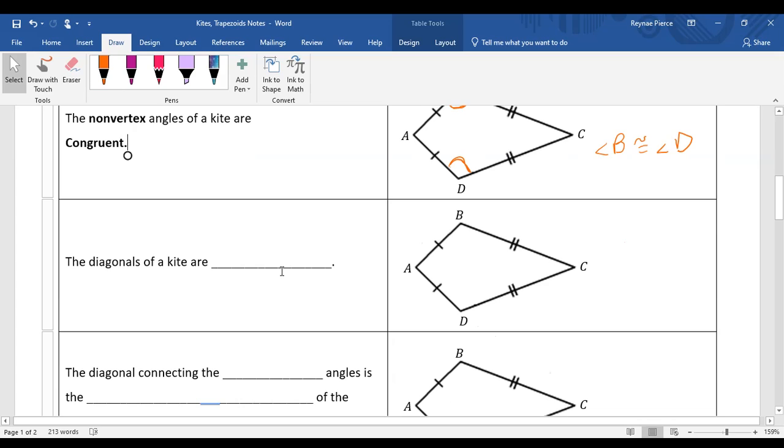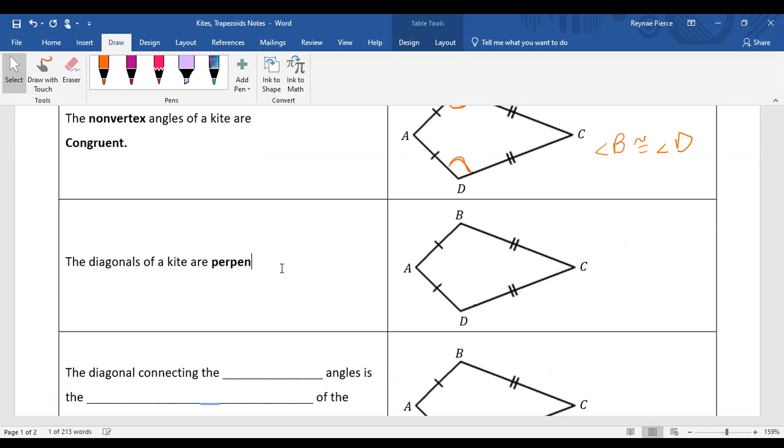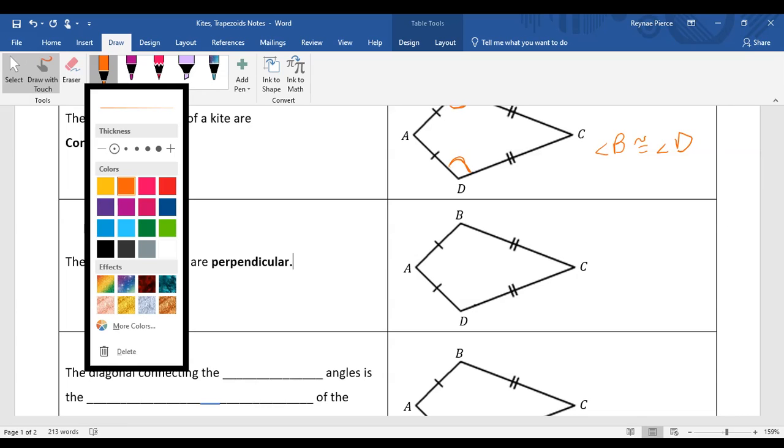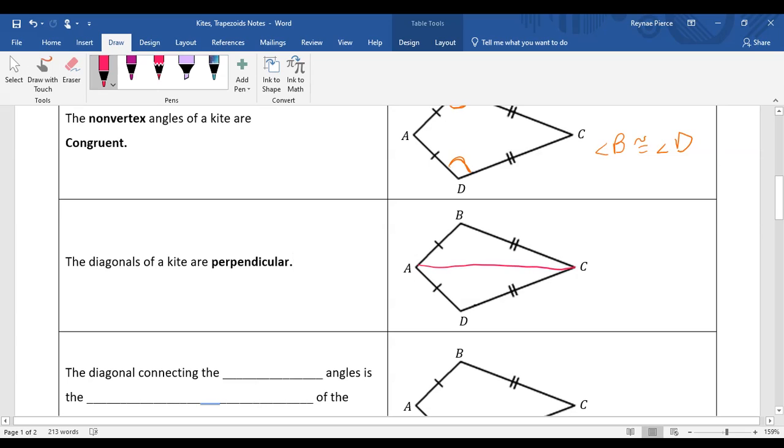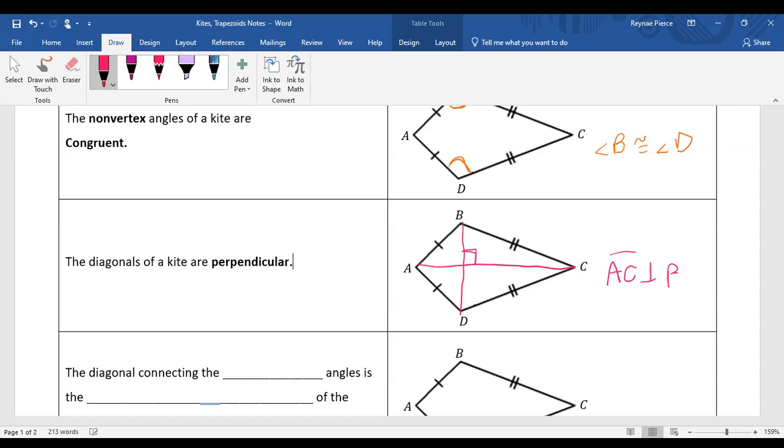The diagonals of a kite are perpendicular. So if we draw in our diagonals here, and remember those are the line segments that connect non-consecutive vertices, so AC and BD, those are perpendicular, or they form a right angle.